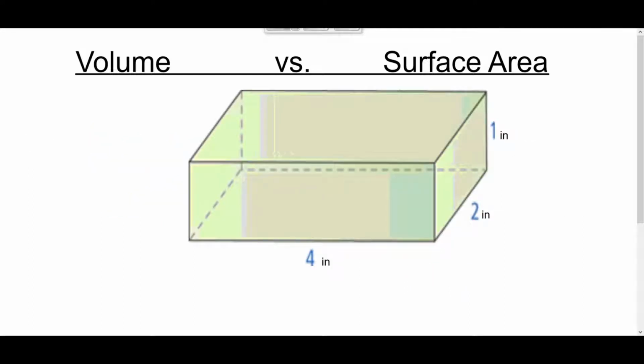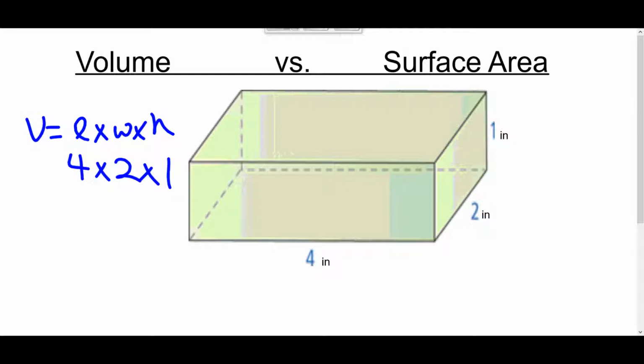Now, let's put it in practice here. We've got volume versus surface area of this box. Let's look at volume. Remember, volume equals length times width times height. So we need to find our length. Let's call it 4 inches. Our width, let's call it 2. And then height is going to be 1.